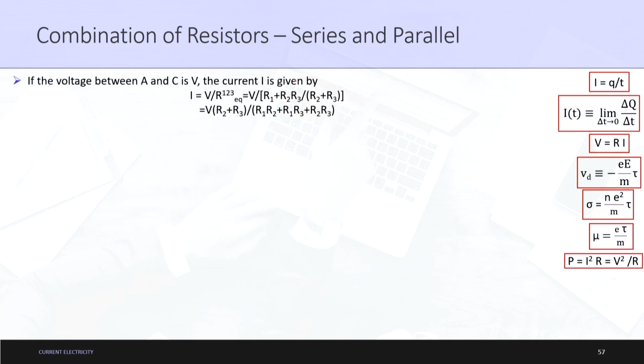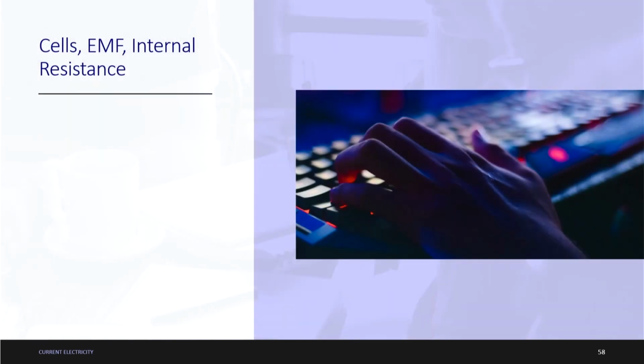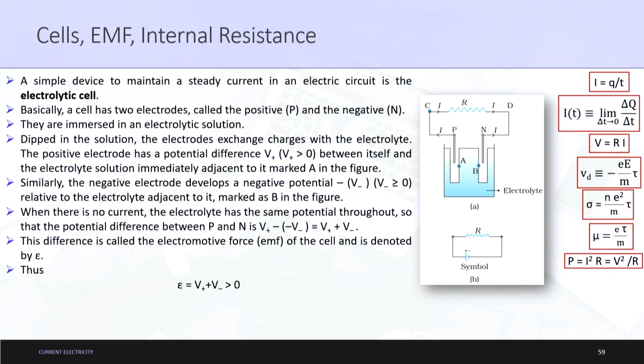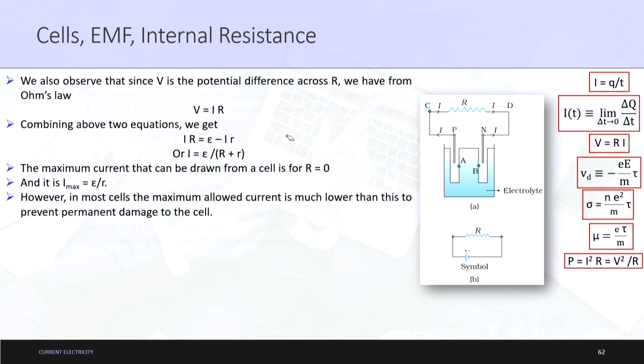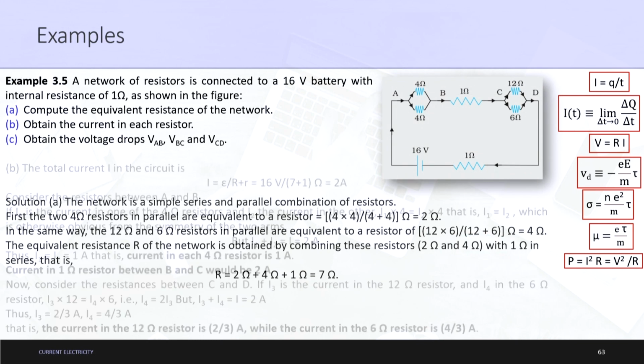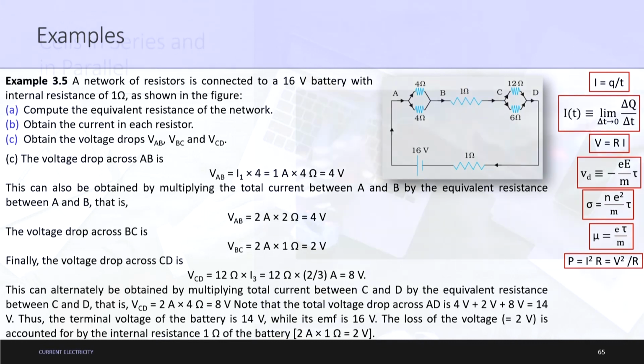Okay, next thing was about cells and EMF. A new concept called EMF, which is nothing but the potential difference, was being explained. We found that V is equal to epsilon minus IR. What is R here? R is nothing but the internal resistance value. Okay, so all these things were being explained, then examples were being dealt with.